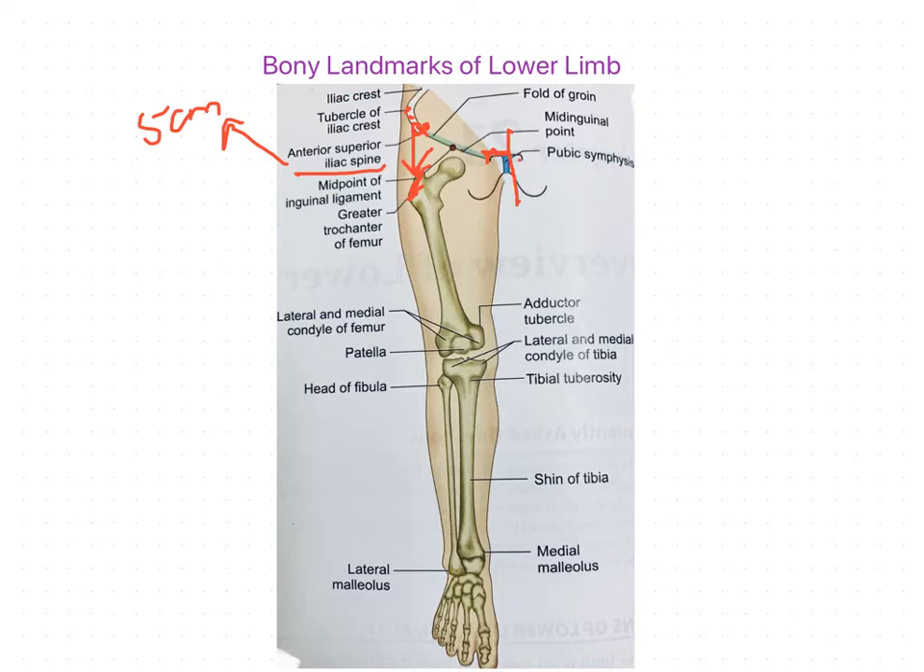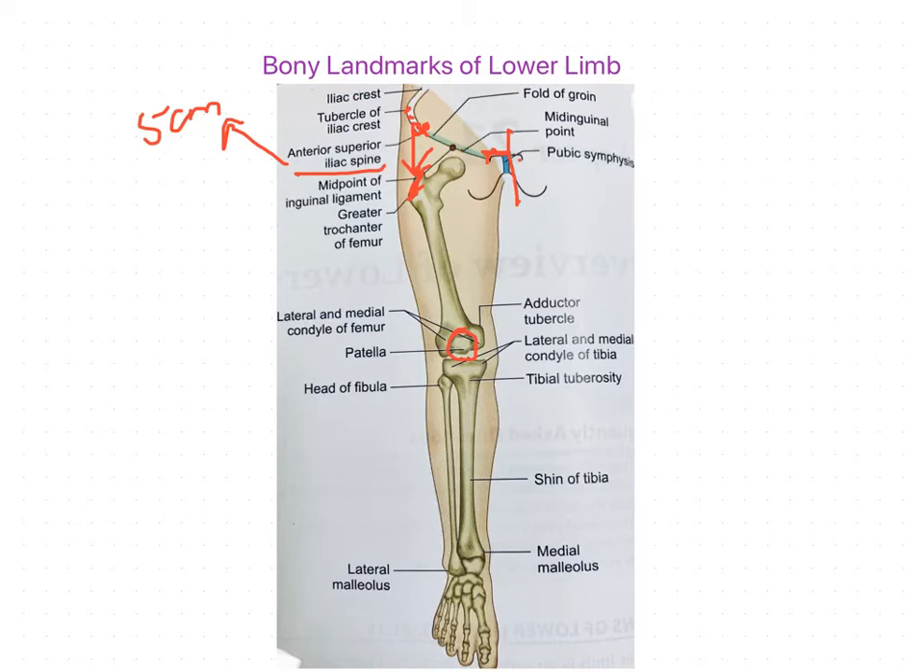And next, other bony landmarks is the patella. So this patella, commonly called the kneecap, and this bony prominence is well seen and felt in the anterior aspect of the knee.